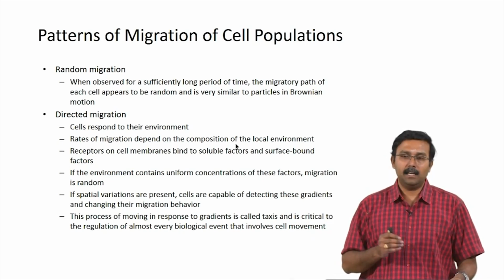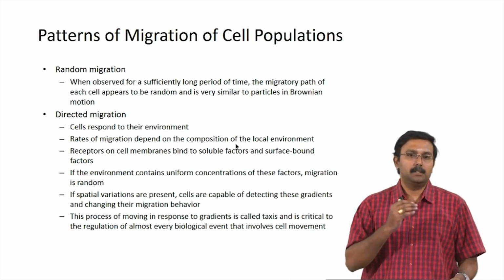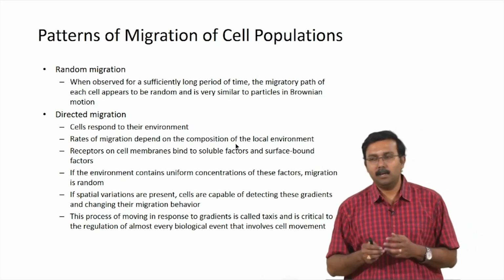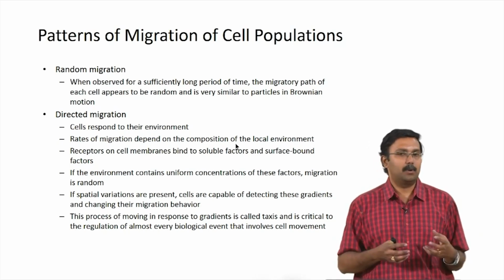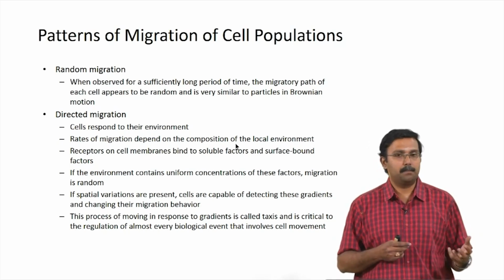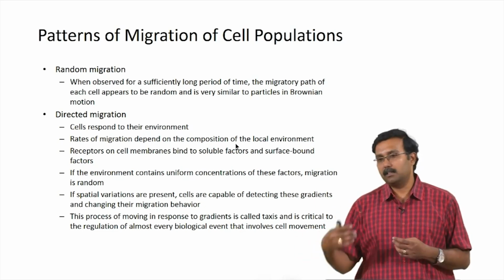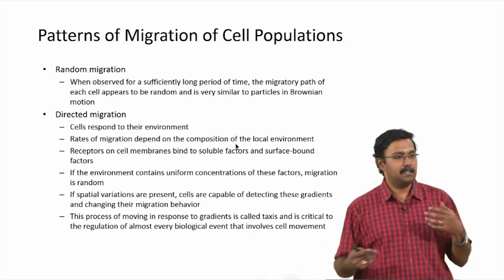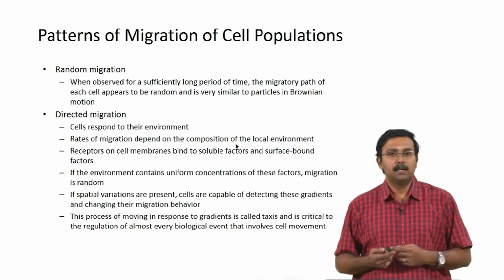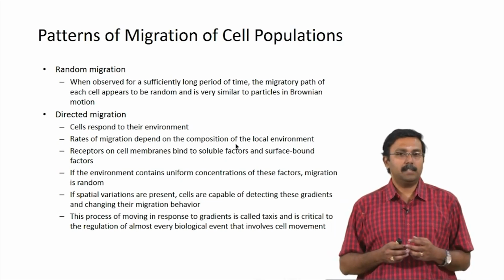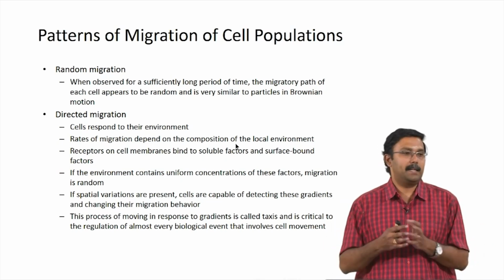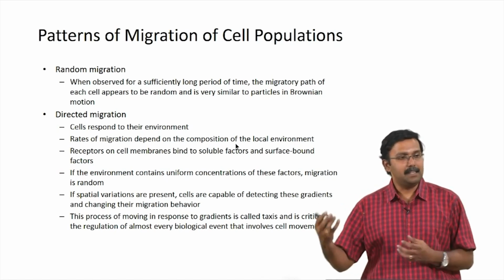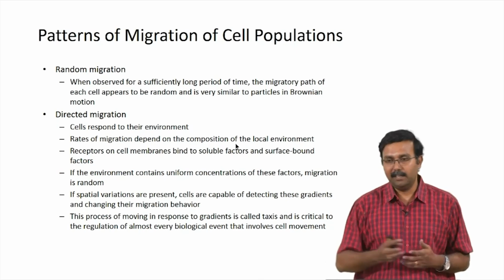Directed migrations happen when cells actually respond to their environment. The rate of migration will depend on the composition of the local environment, whether the receptors are present, and what soluble factors or surface bound factors are present. If the ligands are present on the surface, then the cells will migrate towards that. If the environment contains a uniform concentration, then the migration becomes random, right? If you have one region which is rich in these ligands, then you might have a directed migration.